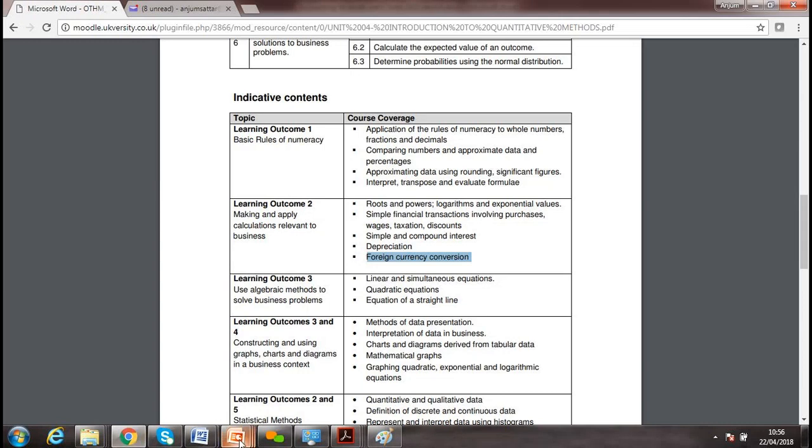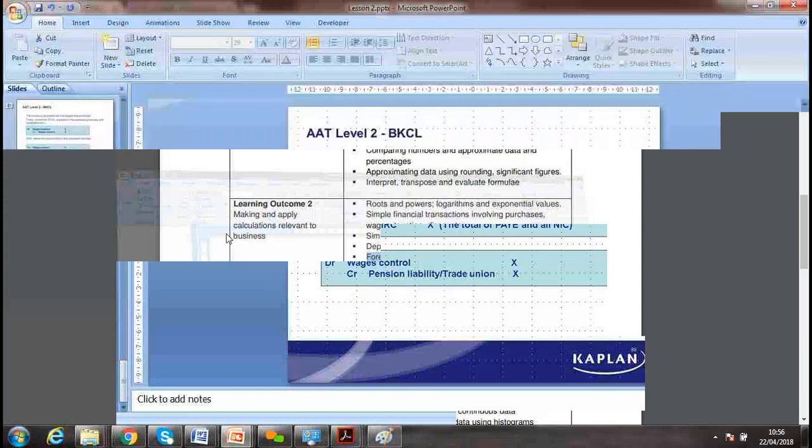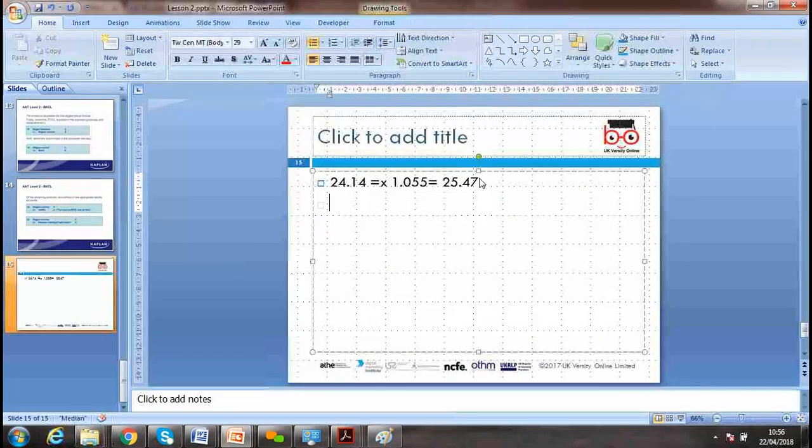Has anybody heard about the spot rate? It's called spot. Hedging. Have we ever heard these terminologies?